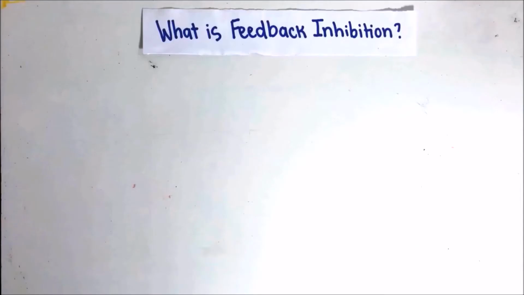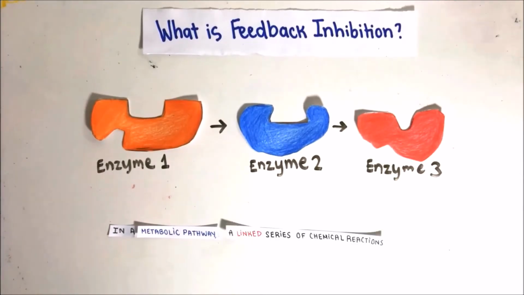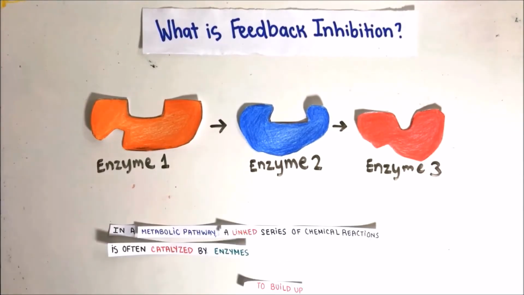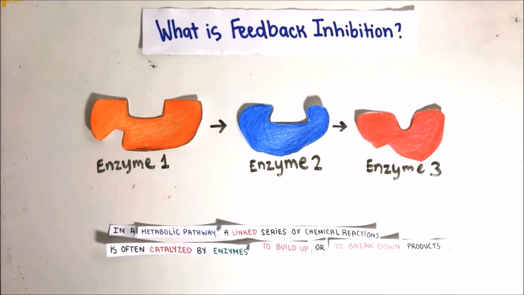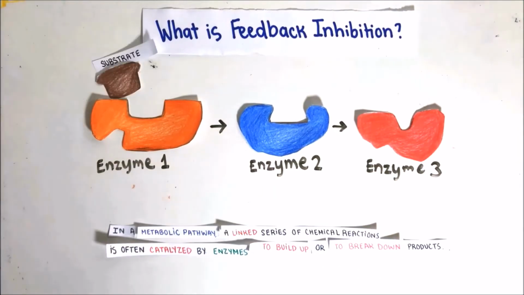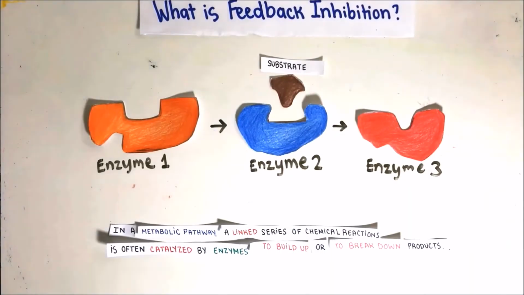What is feedback inhibition? In a metabolic pathway, a linked series of chemical reactions is catalyzed by enzymes, which help to break down or build up products. Feedback inhibition occurs when the final product inhibits the first enzyme of the pathway.